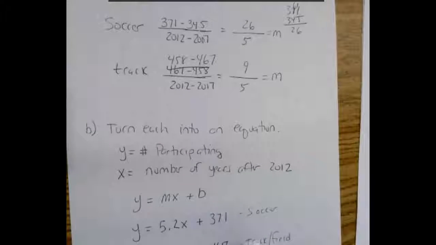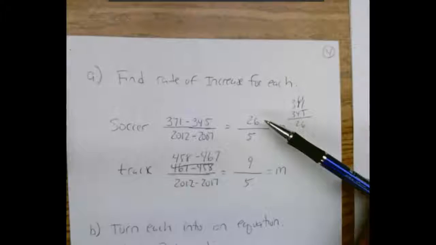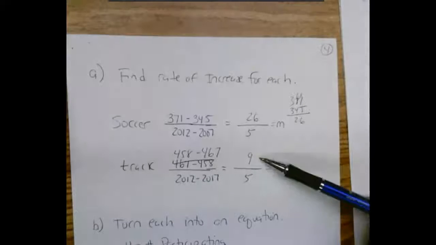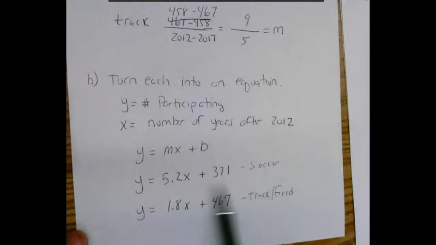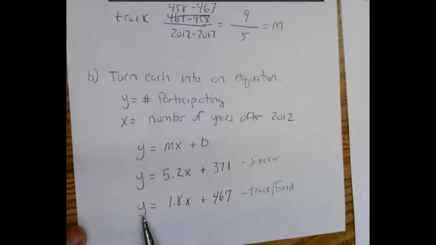So also you'll notice that I had these fractions up for 26 over 5 and 9 over 5, and what I did was I reduced them into decimals. That's just going to work better for this graph. Okay. And then for soccer I have y equals 5.2x plus 371. That's our y-intercept. And then y equals 1.8x plus 467. This is going to be our increase.